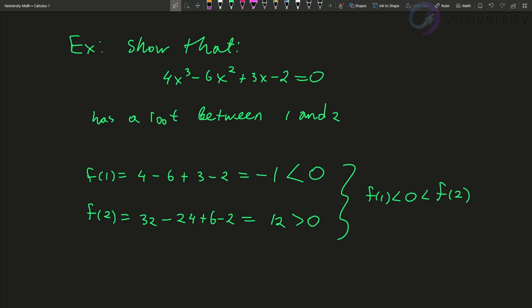Perfect. So next time we will do horizontal asymptotes and a little bit more on limits in general, and then we will be moving on to the new topic. Until next time.